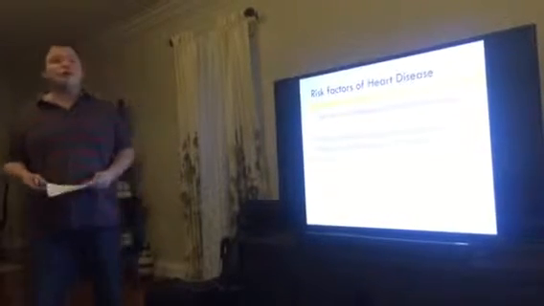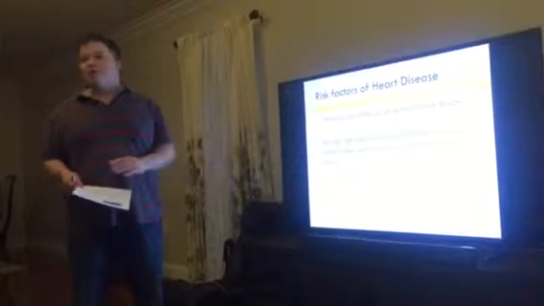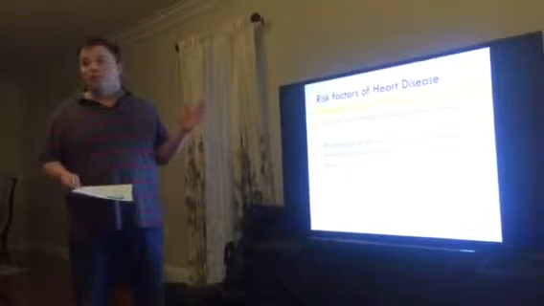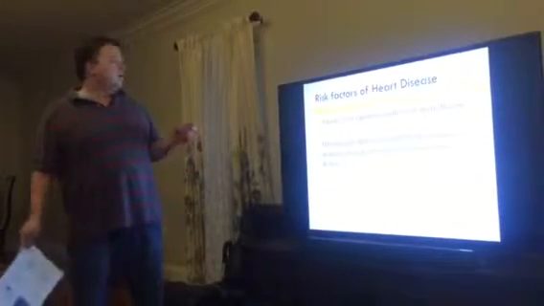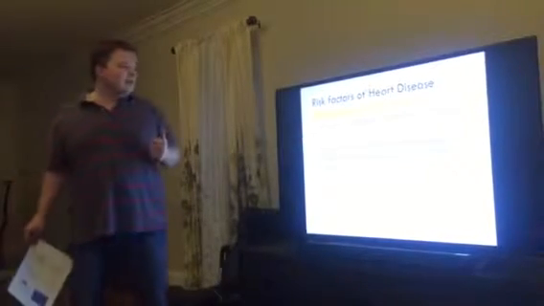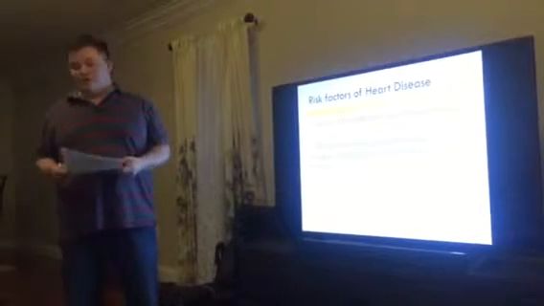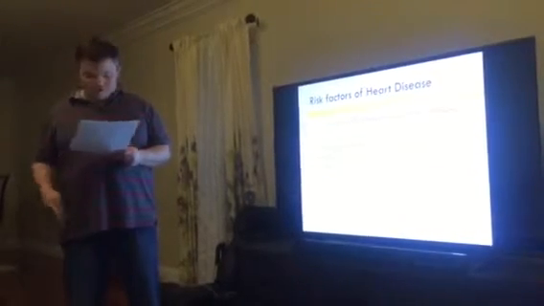Who is at risk for heart disease? Anyone is at risk for heart disease. Anyone from a child to an adult can get it. Same with having a stroke. Those that have high cholesterol, high blood pressure, diabetes, these are risk factors that can increase your chance for having a heart attack or stroke.